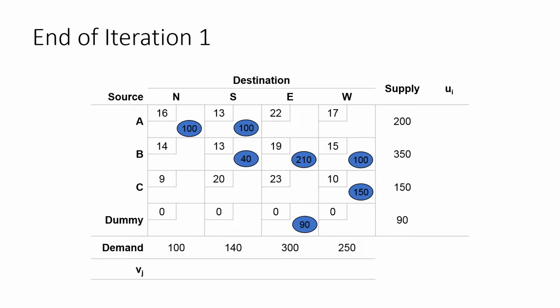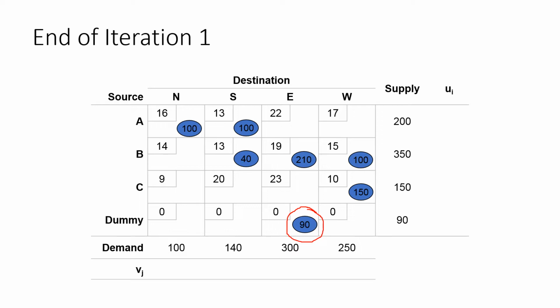The new allocation becomes the one we just added a 90 here, and then we subtracted a 90 from here, and then added a 90 to this one and subtracted 90 from this one, and thus this is a new allocation for the transportation problem, a new solution. Now the question is, is this optimal or not?